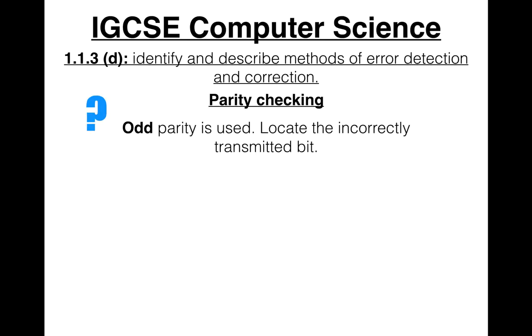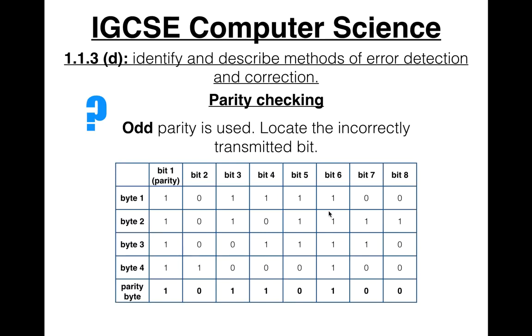So here's a question. Odd parity is used. Locate the incorrectly transmitted bit. Again, we count the rows. 1, 2, 3, 4, 5. 1, 2, 3, 4, 5, 6. 1, 2, 3, 4, 5. 1, 2, 3. And we don't include the parity byte because, remember, it is calculated from the vertical counts, so we don't have to count that. So clearly 6 is the only even number here, so it must be in byte 2.